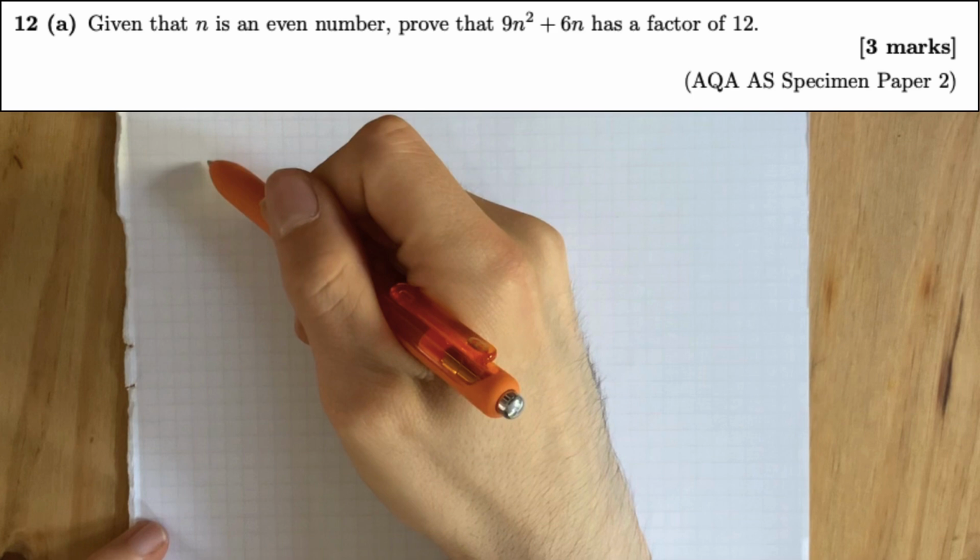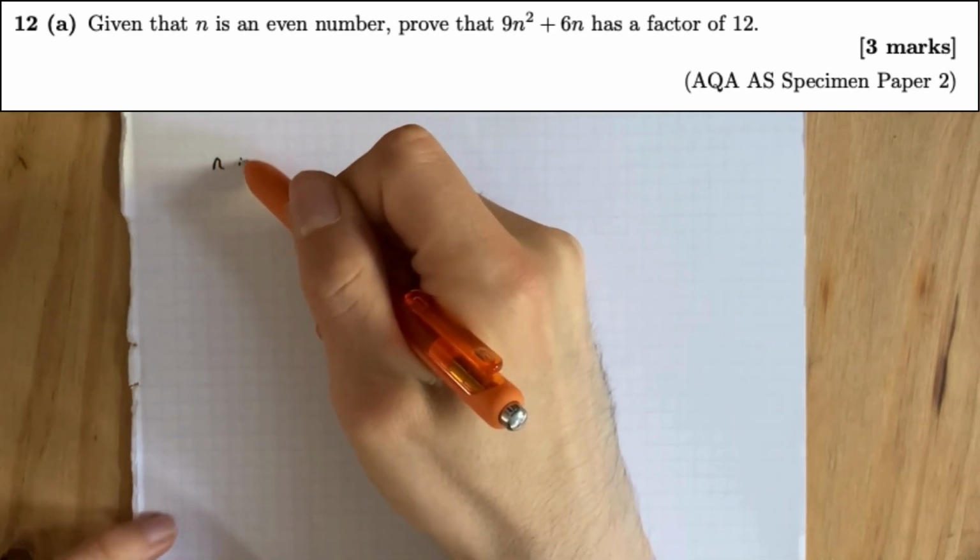This proof by deduction question featured on the AQA AS Specimen Paper 2, but there's no reason why it couldn't appear on the other exam board's papers. It says, given that n is an even number, prove that 9n squared plus 6n has a factor of 12.